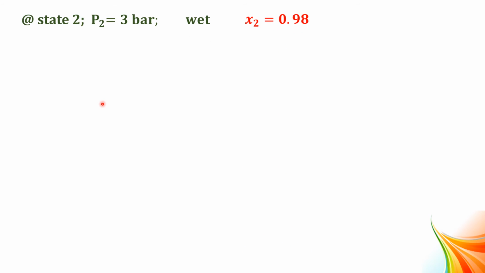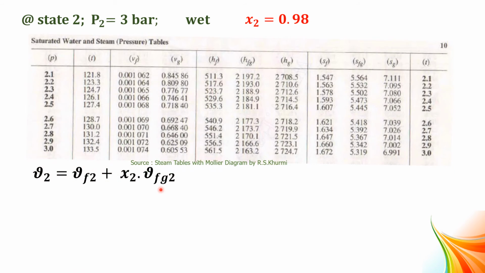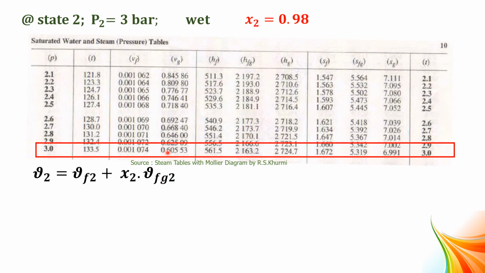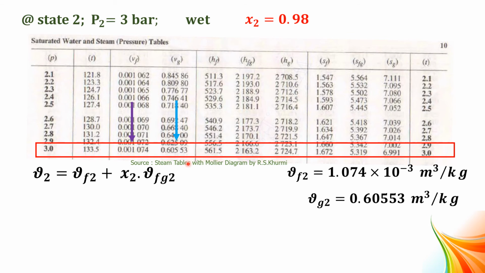Now we have to find out the corresponding specific volume V2. V2 = Vf2 + X2 into Vfg2. So from the steam table corresponding to a pressure of 3 bar, we have to note down the values of Vf. Vf equal to 1.074 into 10 to the power minus 3 meter cube per kilogram, or 0.001074 meter cube per kilogram. Then Vg equal to 0.60553 meter cube per kilogram.